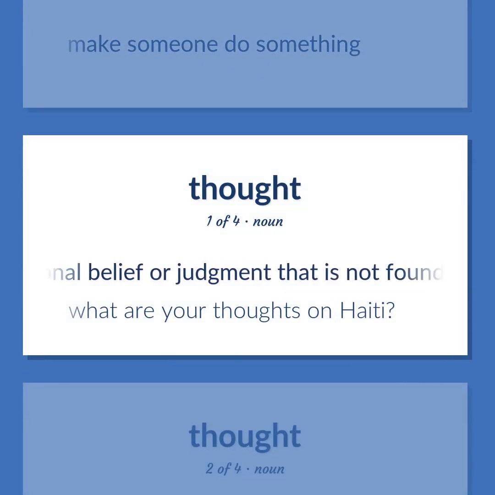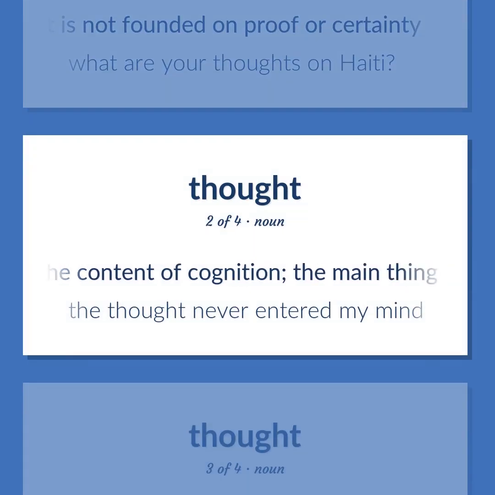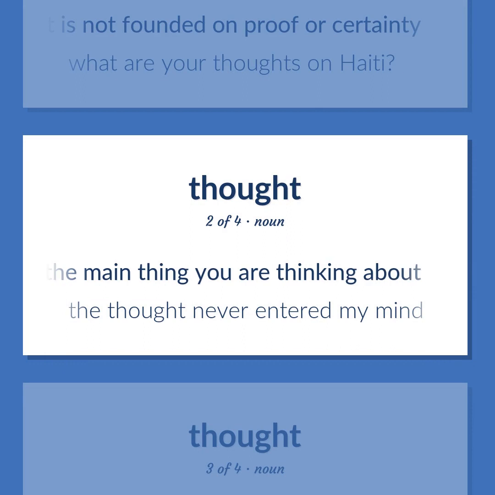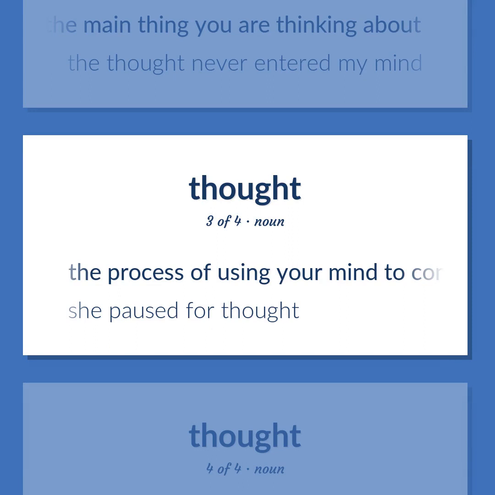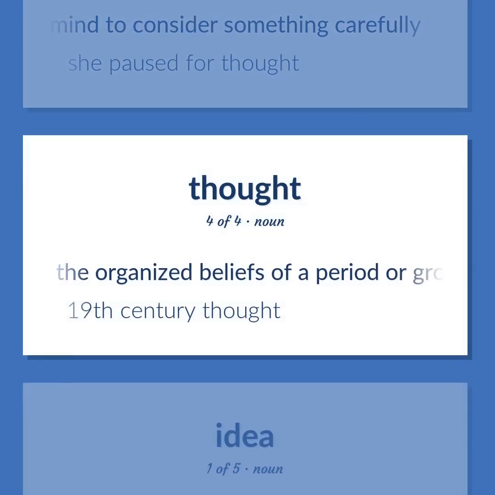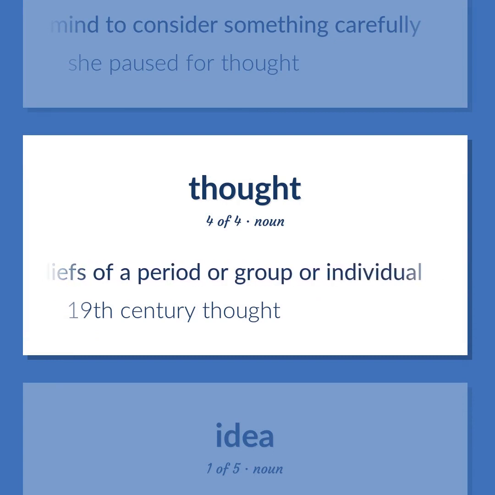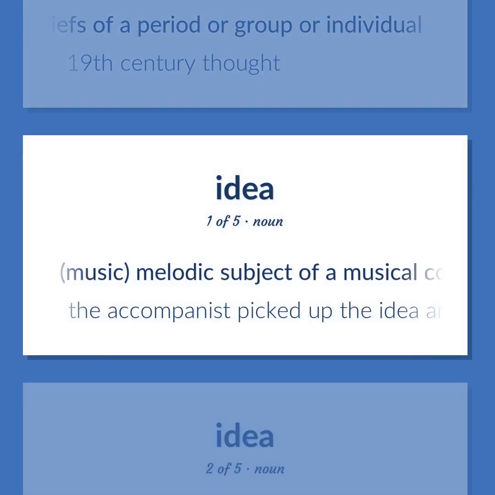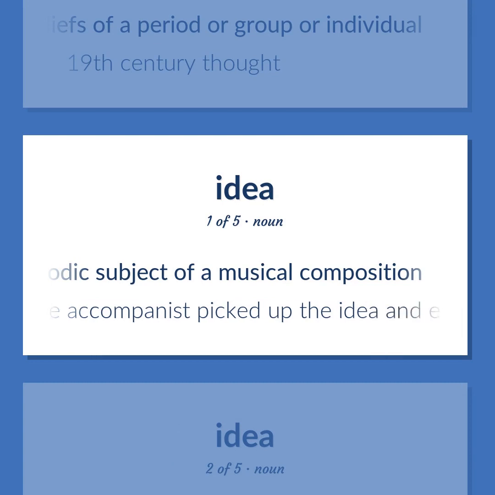A personal belief or judgment that is not founded on proof or certainty. What are your thoughts on Haiti? The content of cognition, the main thing you are thinking about. The thought never entered my mind. The process of using your mind to consider something carefully. She paused for thought. The organized beliefs of a period or group or individual. 19th century thought. Music, melodic subject of a musical composition. The accompanist picked up the idea and elaborated it.